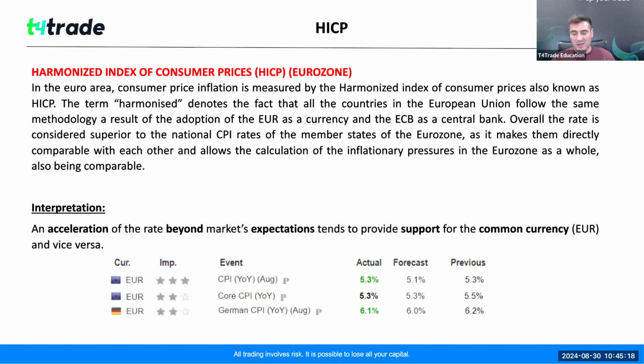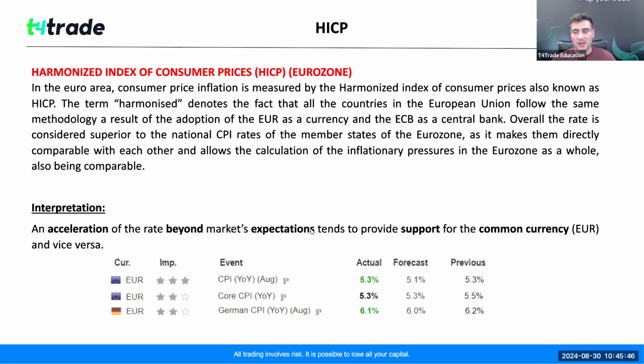The process of computation of this kind of rate is done by the same kind of algorithm in all the member nations. Therefore, you can rely on that data. So overall, the rate is considered to be superior to national CPI rates, as it makes the Eurozone countries directly comparable with each other and allows the calculation of inflationary pressures in the Eurozone as a whole.